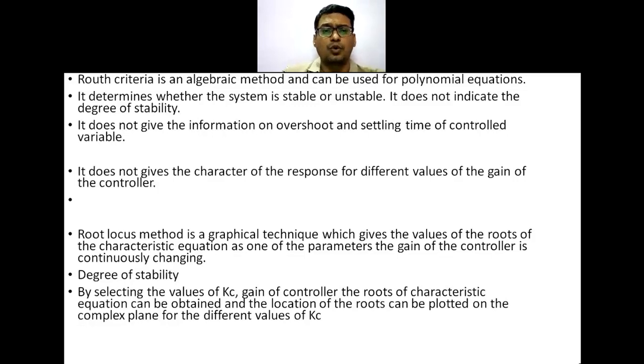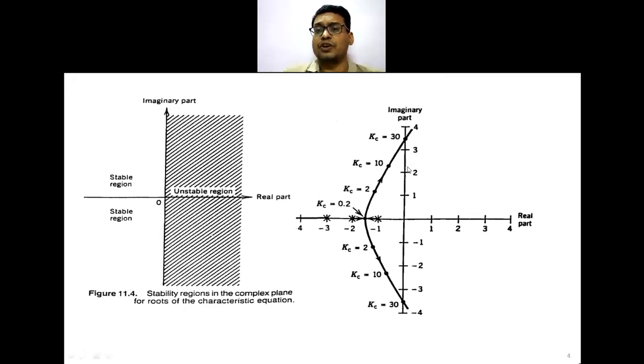So this root locus method was put forward by scientists, and it is a graphical technique which gives the values of the roots of the characteristic equation as one of the parameters, the controller gain, varies. So by selecting the values of controller gain, that is your Kc, the roots of the characteristic equation can be obtained, and the location of those roots on the complex plane can also be noted down. This is your complex plane on which the roots take a path, that is the loci of the roots, that will be observed on this complex plane. That is a graphical method which is represented by a root locus diagram.